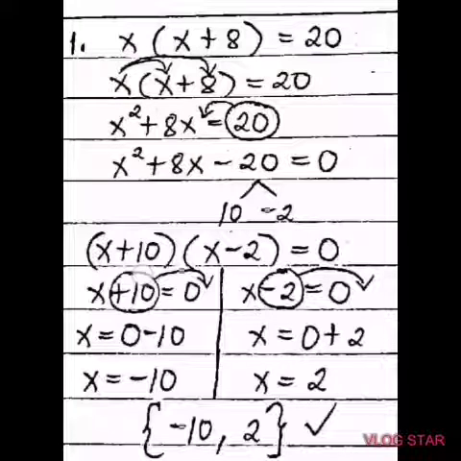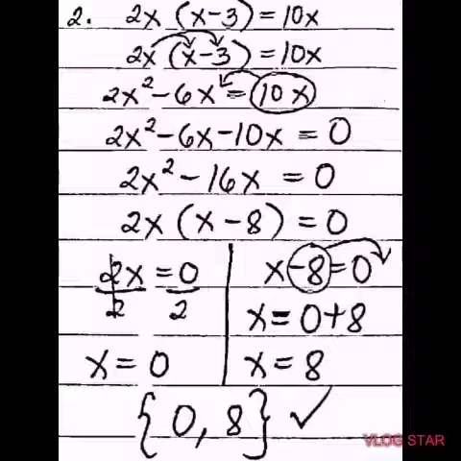So we now write the quantity of x plus 10 and the quantity of x minus 2 equals 0. Now, equate both factors to 0. So, x plus 10 equals 0 and x minus 2 equals 0. Transpose positive 10 to the other side, it will become negative 10, so 0 minus 10 is negative 10. Now, we transpose negative 2 to the other side, it will become positive 2, so 0 plus 2 is 2. Therefore, the solution here, or the roots or the values of x, are negative 10 and 2.